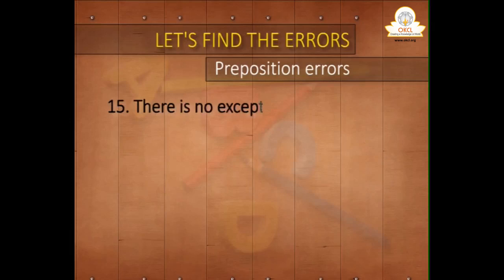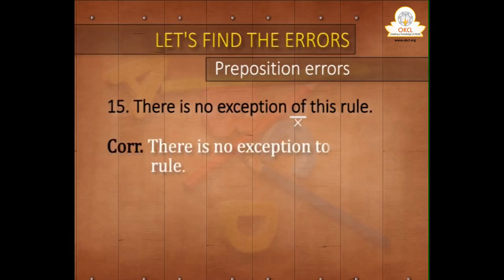Let's see the next sentence. There is no exception of this rule. "There is no exception of" is wrong. There is no exception to this rule.